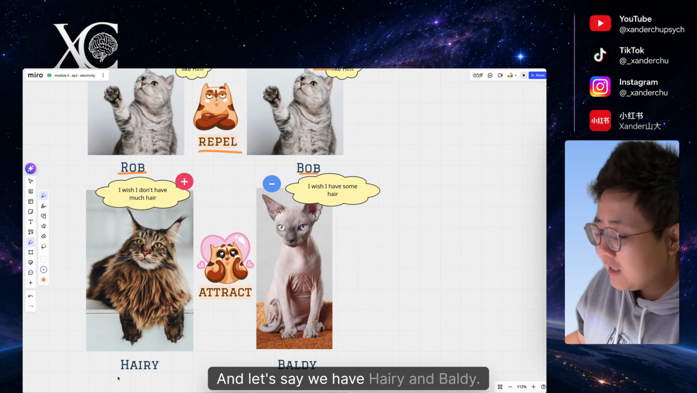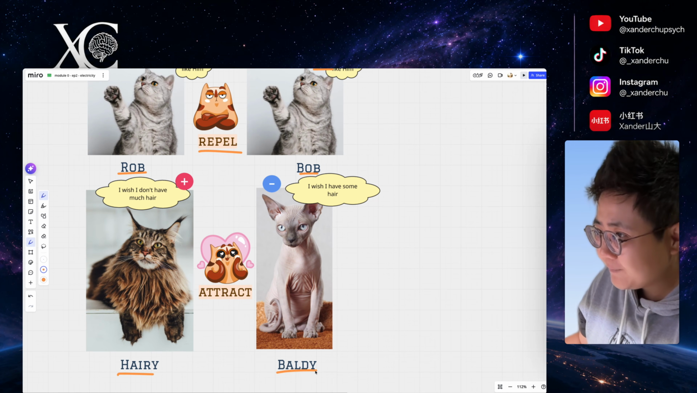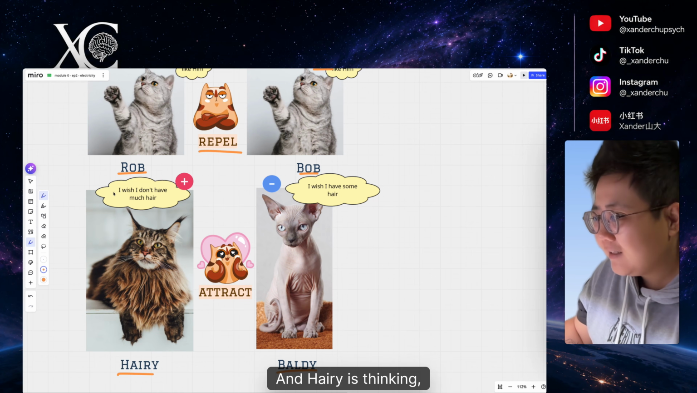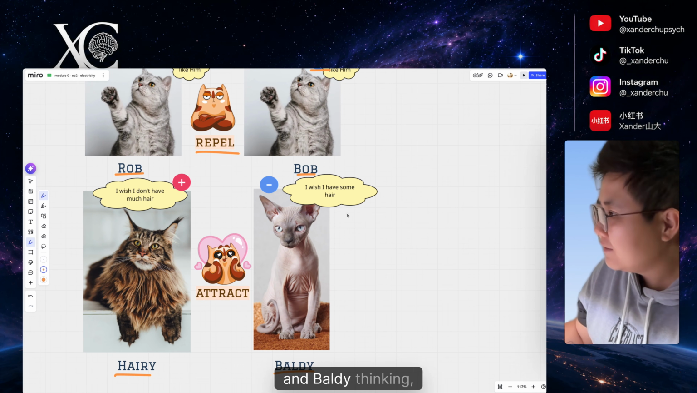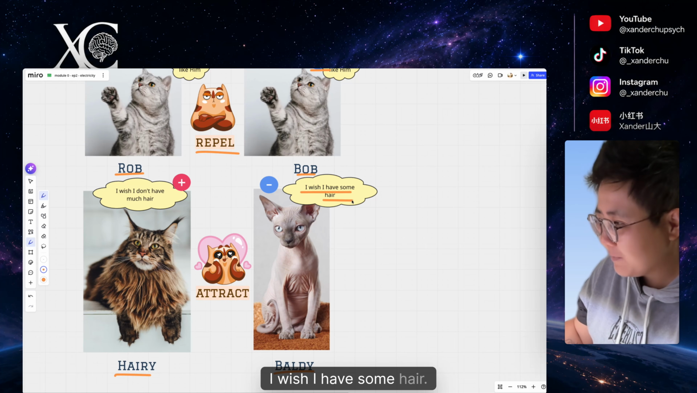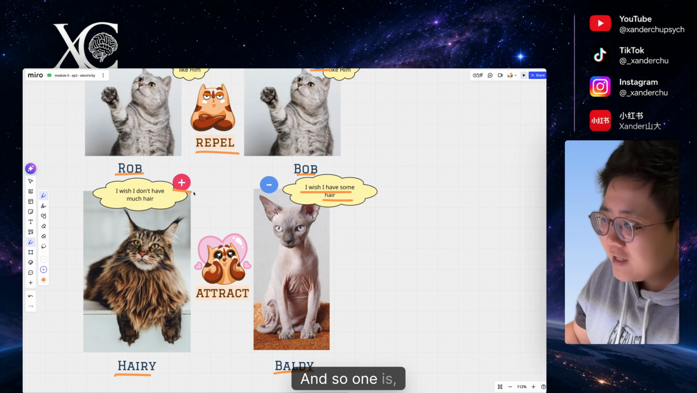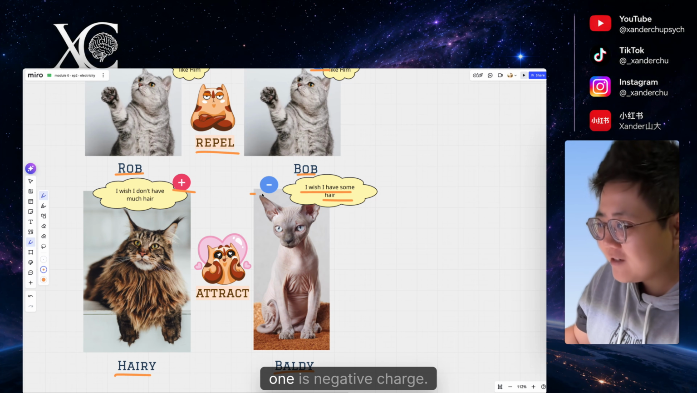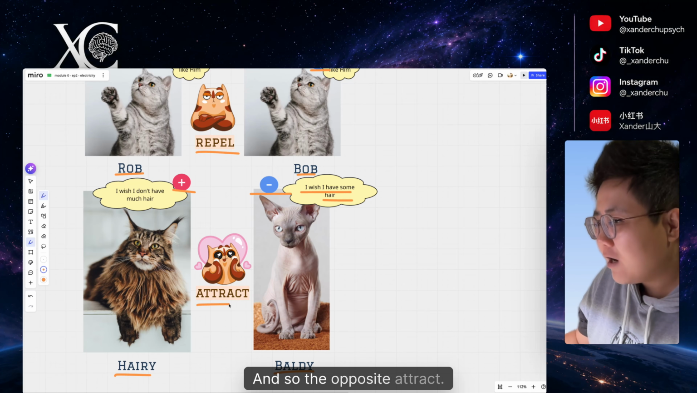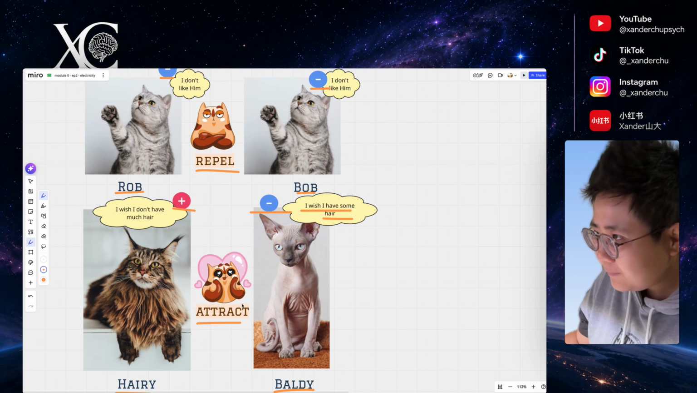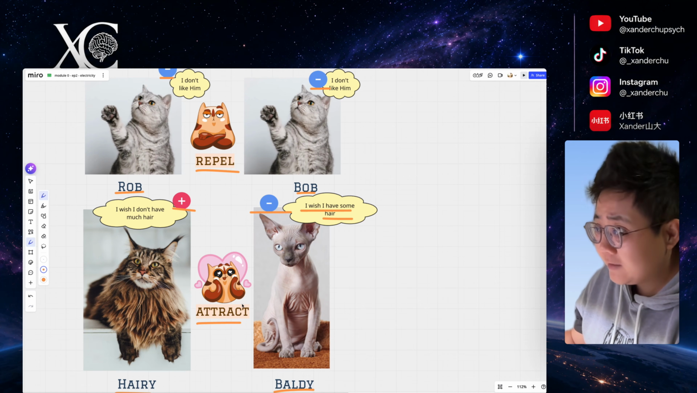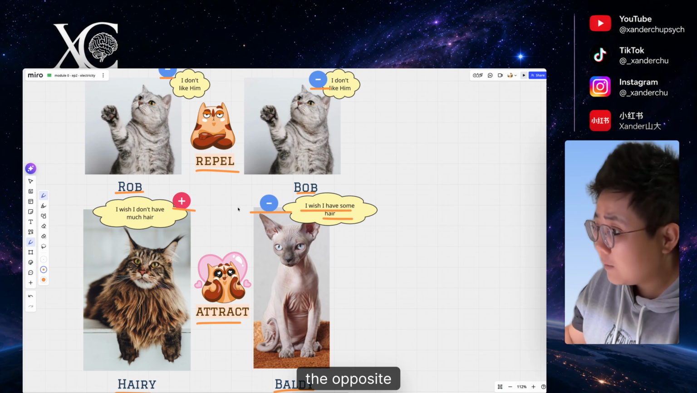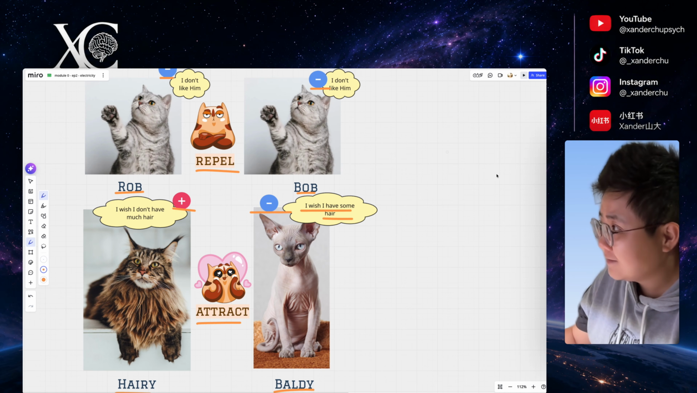And let's say we have Harry and Body. Harry is thinking, I wish I didn't have so much hair. And Body is thinking, I wish I had some hair. And so one has a positive charge, one has a negative charge, and the opposites attract. So we remember with electrical charges, the like repel, the opposite attract.